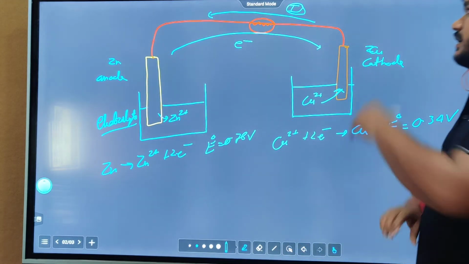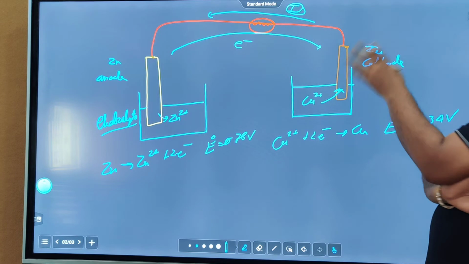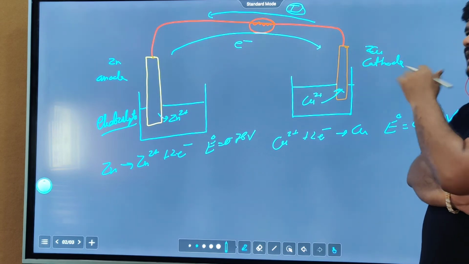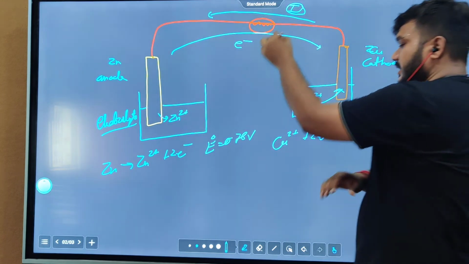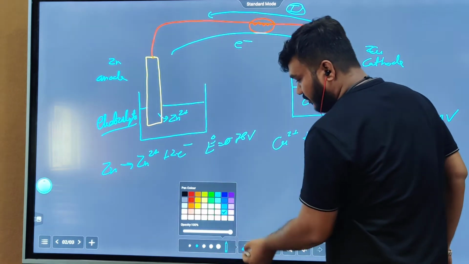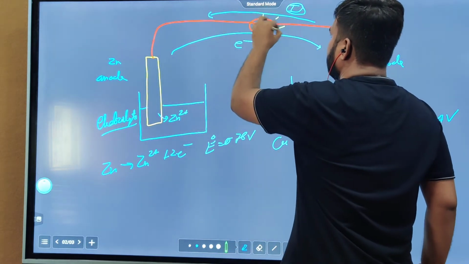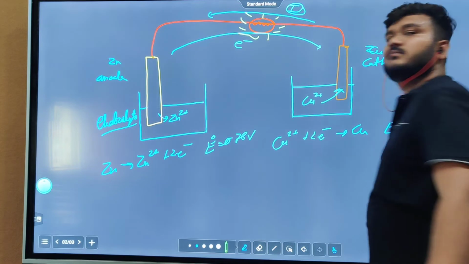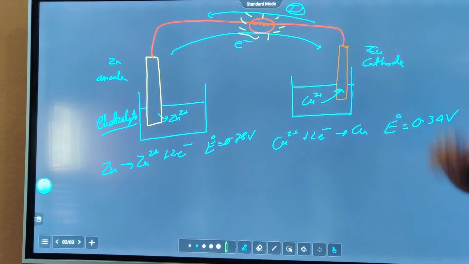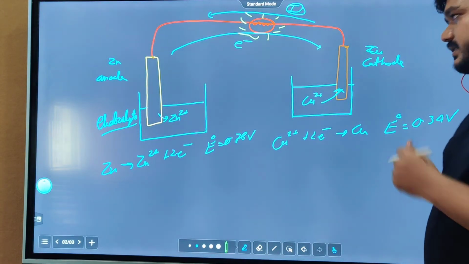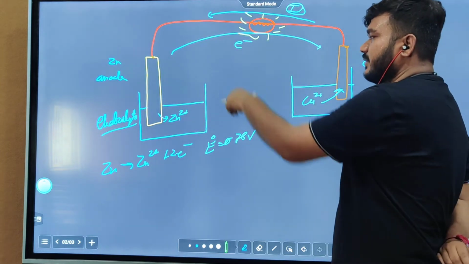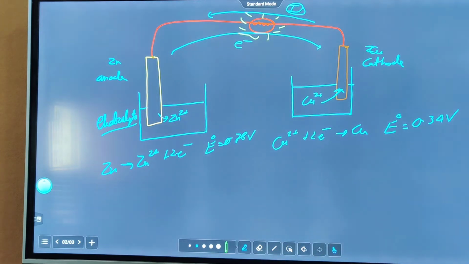Okay. Now just look at the circuit here, look at the cell here. Do you think it will work? Will the bulb glow? Just look at it. Something feels incomplete. The circuit is not complete. You see something is open here. So a circuit cannot work if it is open. It needs to be closed.